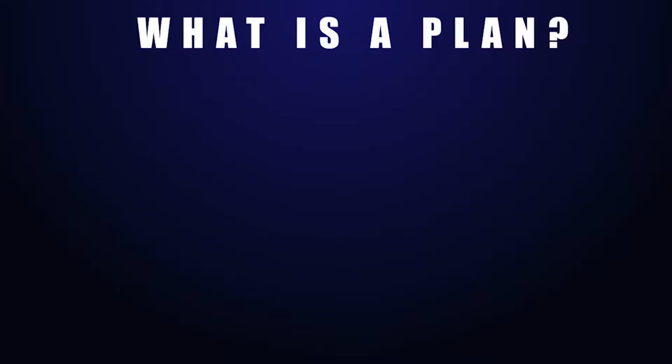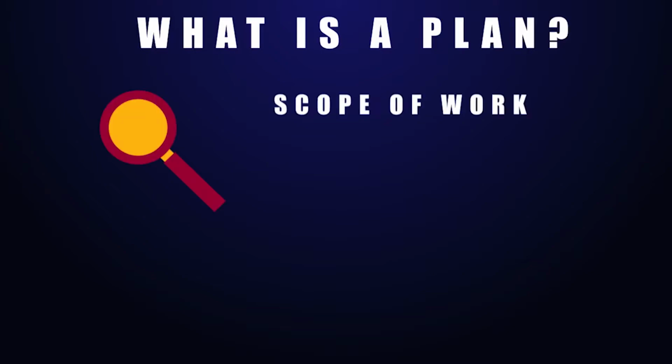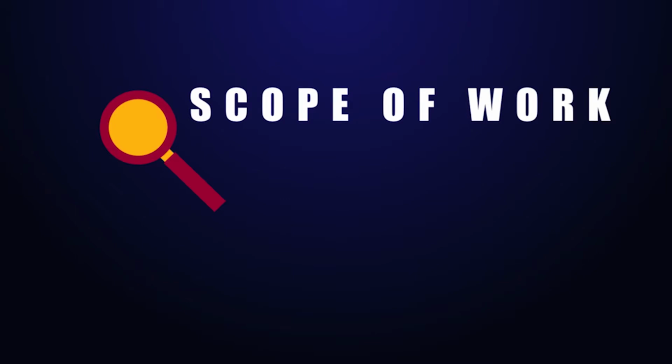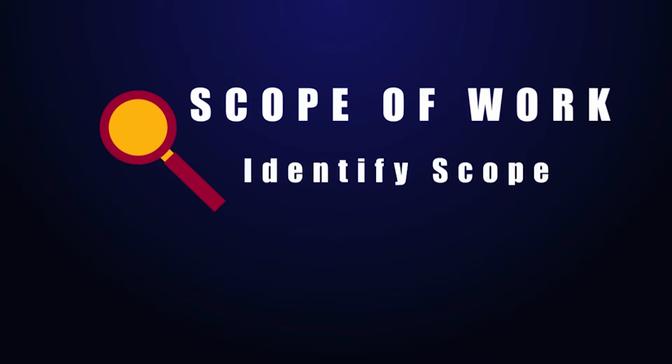So what is a plan? A plan consists of 5 major categories. The first is scope of work. The vendor must be able to identify what is in the scope of work and what is out of it as well. This is so everyone is in agreement with what will happen.